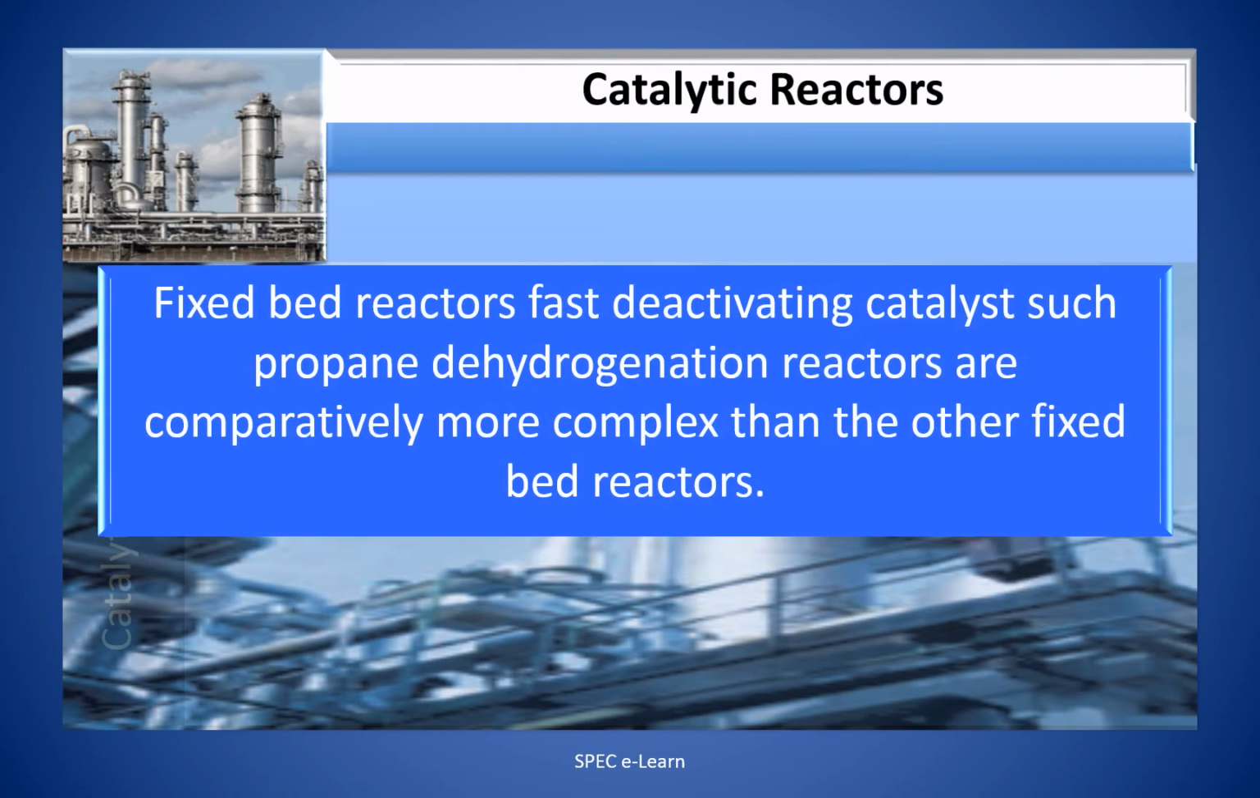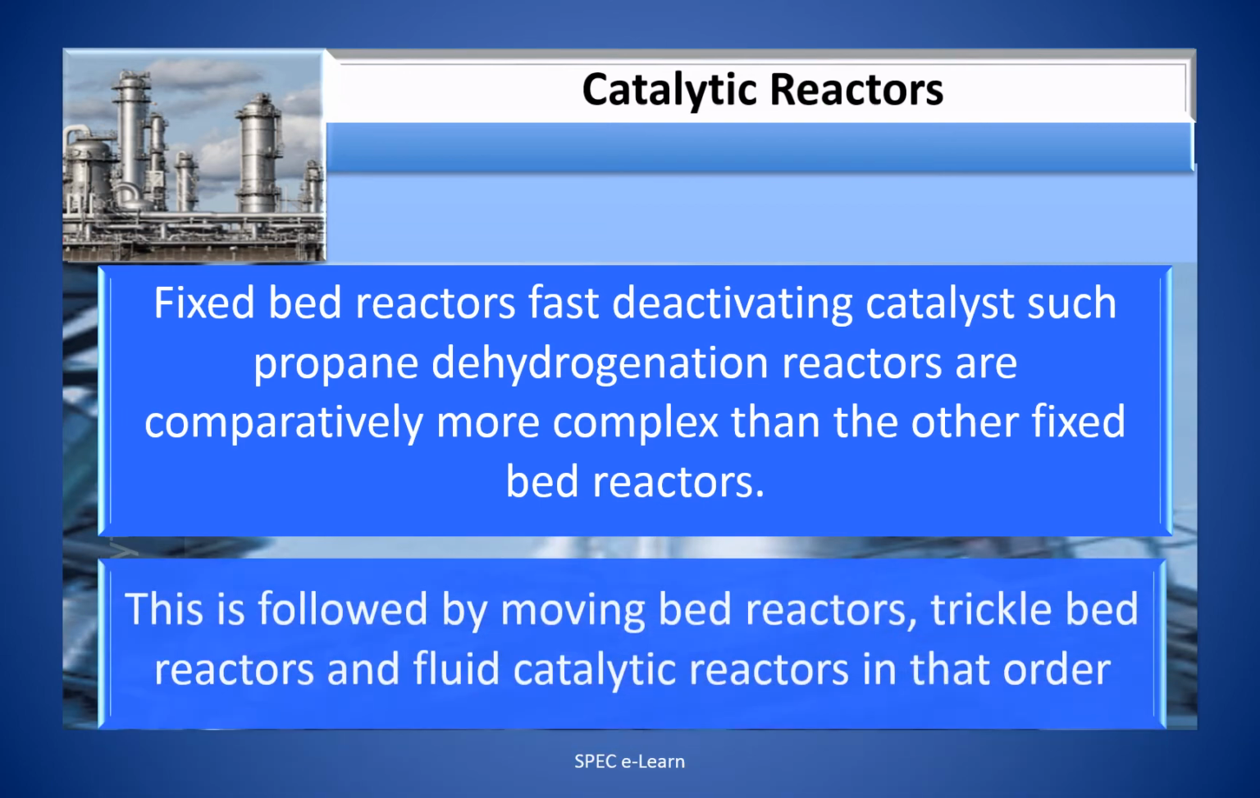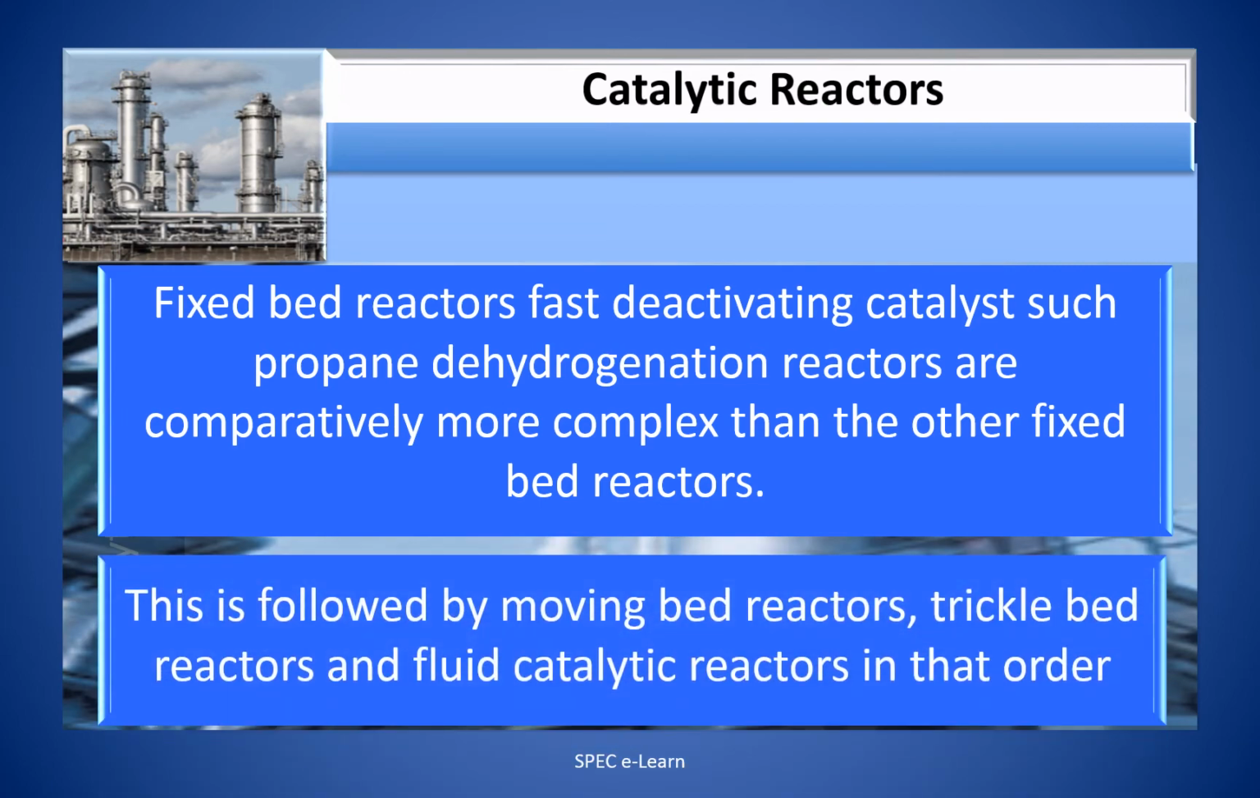Fixed bed reactors with fast deactivating catalysts, such as propane dehydrogenation reactors, are comparatively more complex than the other fixed bed reactors mentioned above. This is followed by moving bed reactors, trickle bed reactors, and fluid catalytic reactors, in that order of complexity.